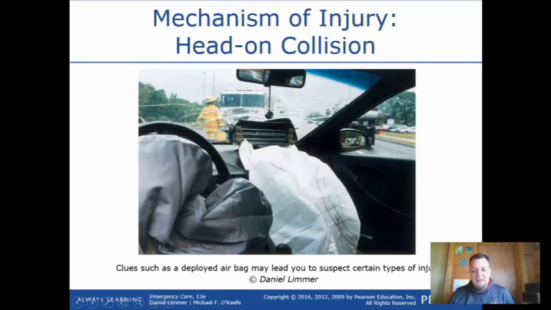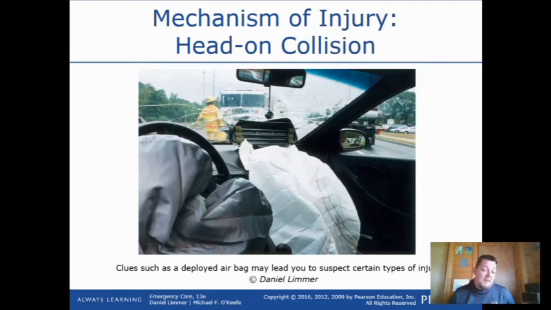So, deployed airbags may lead you to suspect certain types of injuries. If they were wearing a seatbelt, they may have some bruising along the seatbelt line. They may also have some internal bleeding because of a lacerated liver. So, looking at all of those things, whether or not they were wearing a seatbelt, did the airbags deploy?